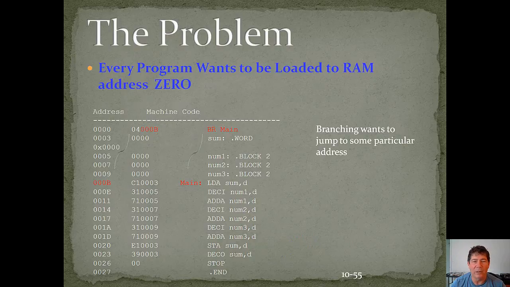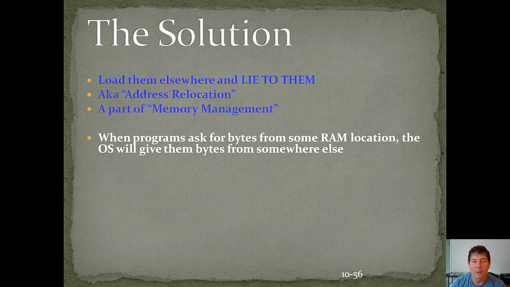So what's the problem with this? Well, every program wants to be loaded to RAM address 0, and that's going to be impossible. Everyone wants to think that they're at RAM address 0, but they can't be, because there's only one real physical address 0. So what we do is we load them elsewhere and lie to them. This is called address relocation. This is part of memory management. When we load them in, they act as if they're at location 0. However, they're not really.